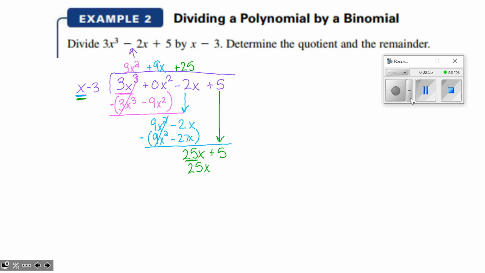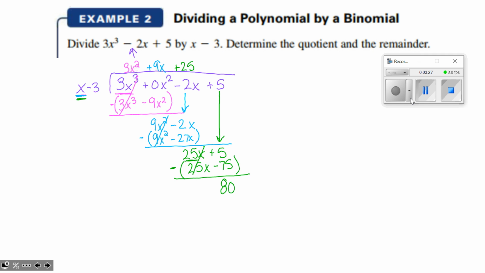So when I multiply that back out, I get 25x, but now I'm saying 25 times 3, so I'm getting minus 75. Keep in mind we are subtracting. I always put those parentheses in there so that I don't make a mistake and accidentally do the wrong operation on the second term. So 25x minus 25x, that's gone. That's on purpose. 5 minus negative 75, so it becomes 5 plus 75. That is 80.